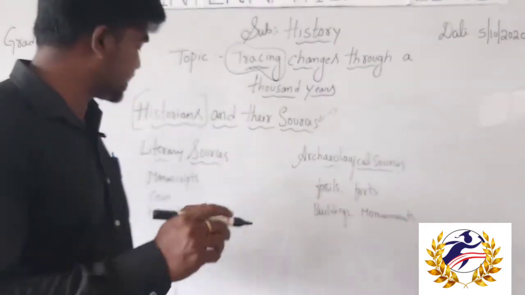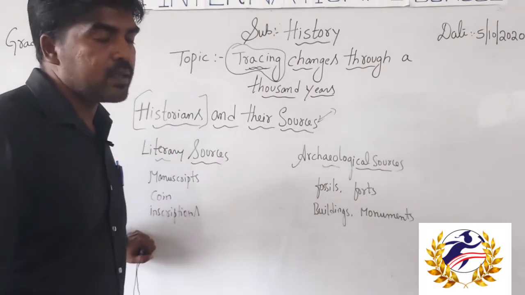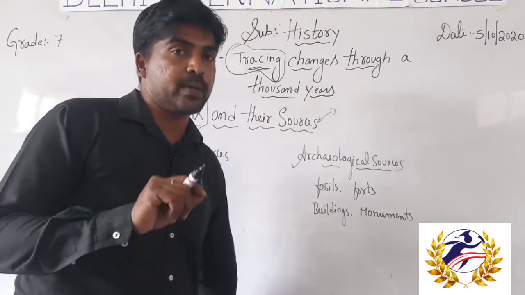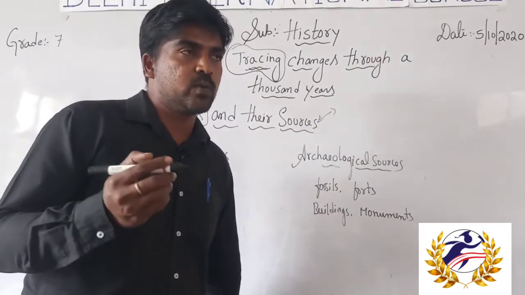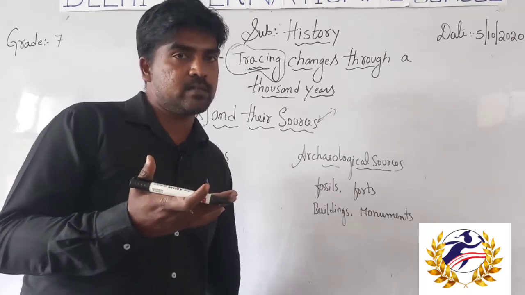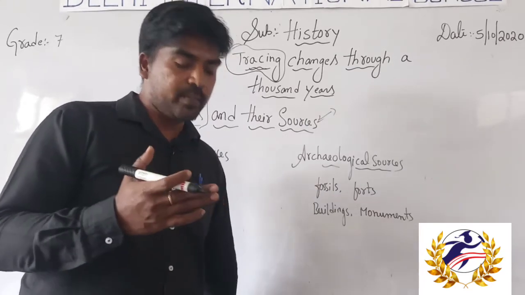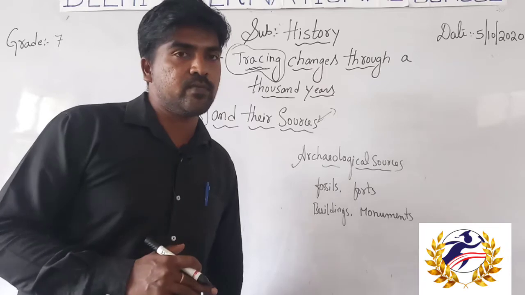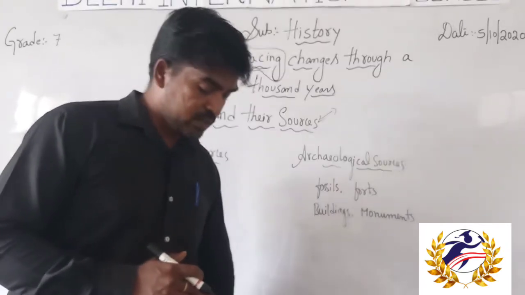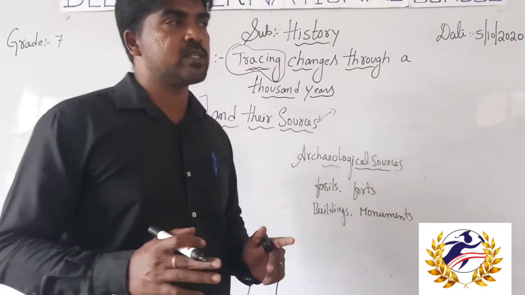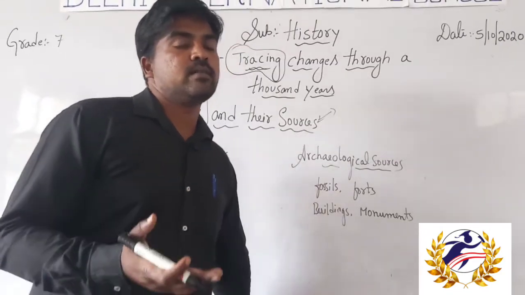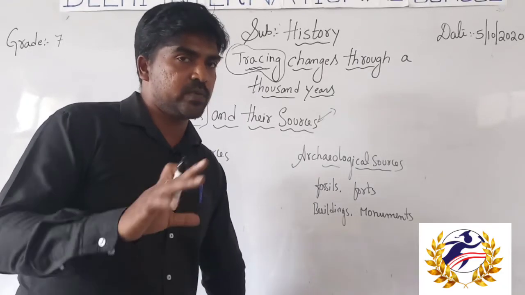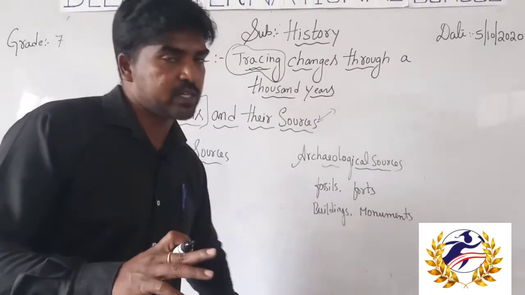Literary sources means manuscripts. A person who writes manually by hand records the information. In olden days there were no textbooks, no paper, no printing technology. They used to record information on palm leaves. These palm leaves are carried from generation to generation, and some have been preserved safely in museums and libraries. We call these archives. Archives means a preservation of historical sources, especially in libraries and museums.